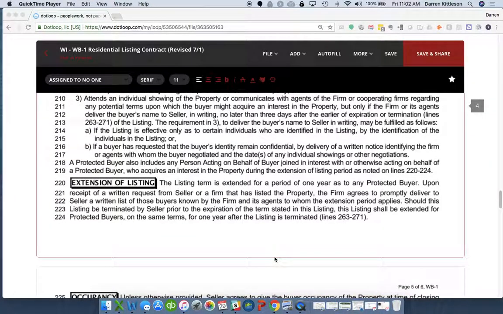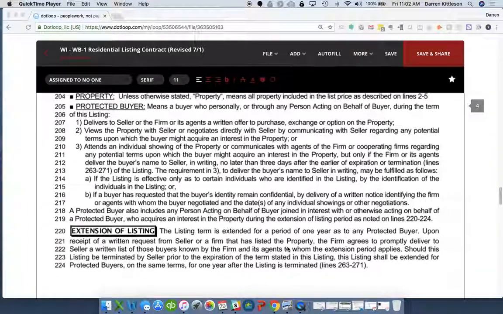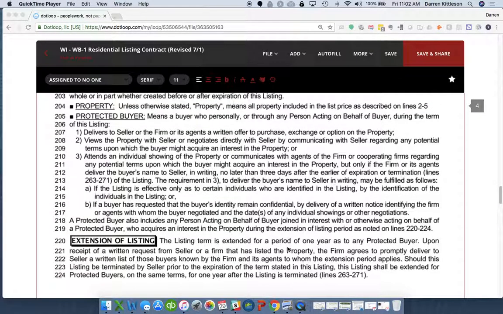Should this listing be terminated by the seller prior to the expiration of the term stated in the listing, this listing shall be extended for protected buyers on the same terms for 1 year after the termination. So it's a little complicated, yet here's how it works in theory. I have the listing for a period of time. Let's say I had it for 6 months. Was unsuccessful getting it sold. Had a number of showings. I've kept really great records of who those people are.